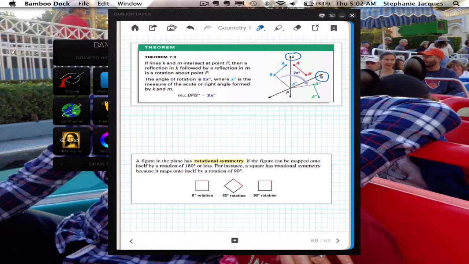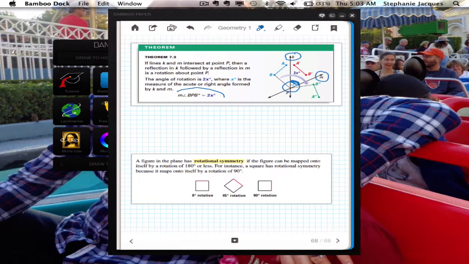So if you look, I have this original pre-image, then I reflect it over line K to get A prime, B prime, and then I also reflect it over line M. I'm going to have B double prime and A double prime. This actually is going to be a rotation around point P. The angle of rotation is 2x, where x degrees is the measure of the acute or right angle formed by K and M. So we have K and M, and the measurement is right here of that x degrees.